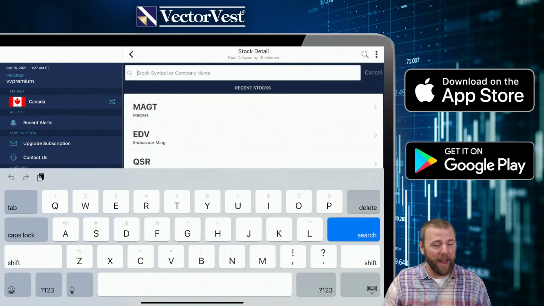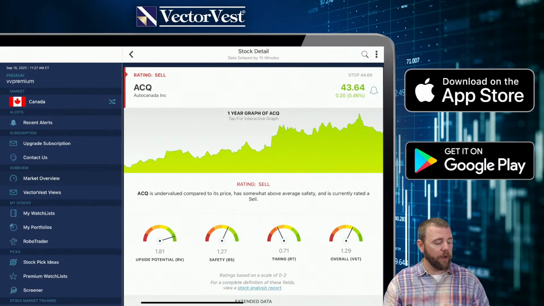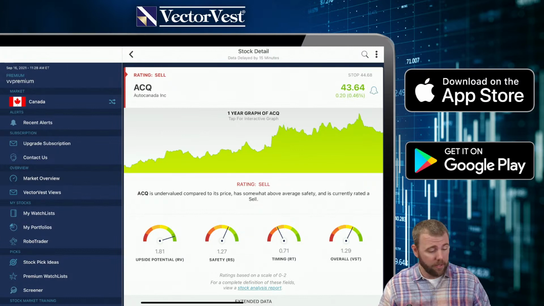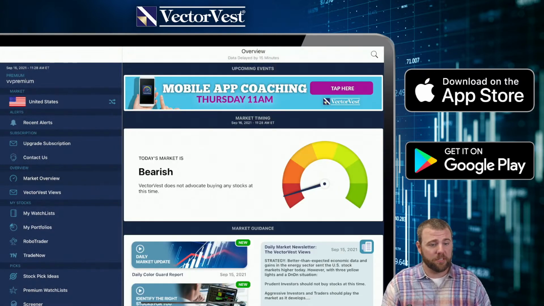All right, ACQ, sure, ACQ. Great long-term potential, less risk associated with it. However, the timing at 0.71 tells us it is in a steady decline. Therefore, it's a great stock, just not the right time to be long in it. All right, so we've gotten some of those. Let's go back to the U.S. I see some U.S. ones coming in.